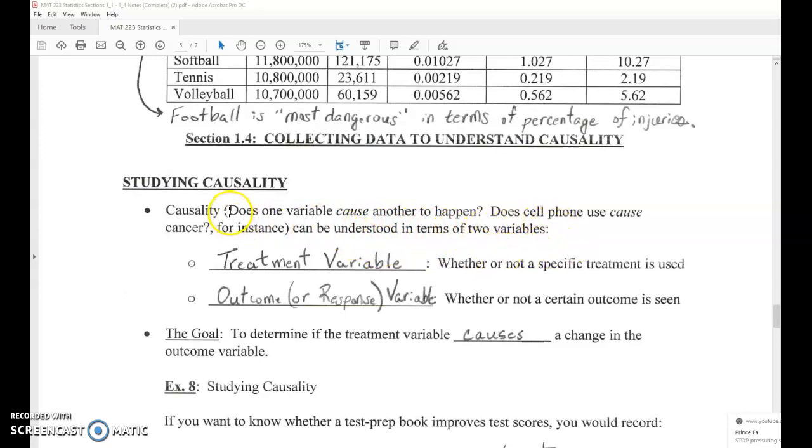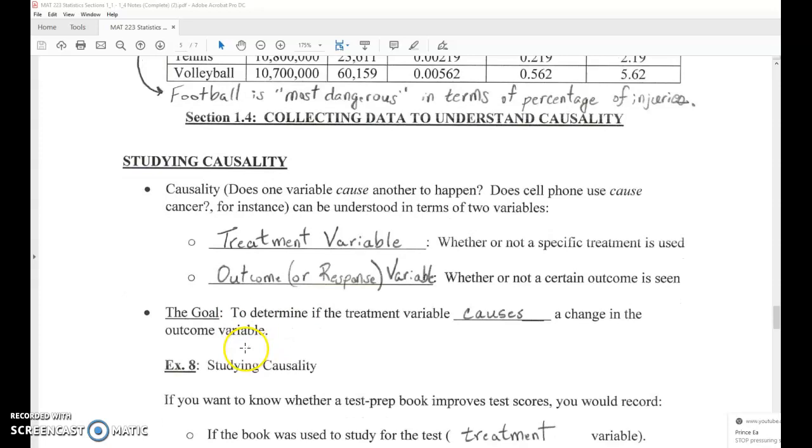So when you're studying causality, you want to look at a treatment variable, which means whether or not a specific treatment is used, and then the outcome or the response. Sometimes people just call it the response or outcome variable. And that's whether or not a certain outcome is seen. The goal here is to determine if the treatment variable causes a change in the outcome variable.